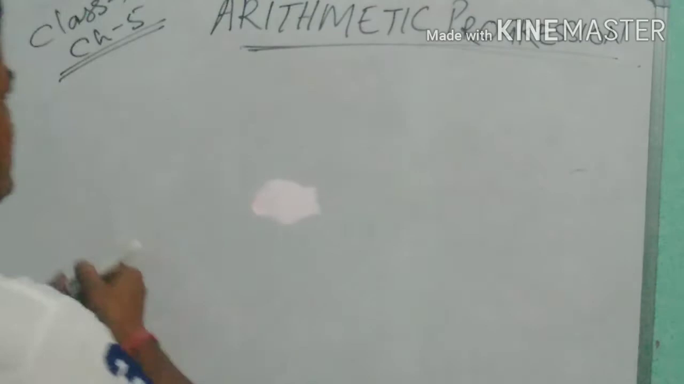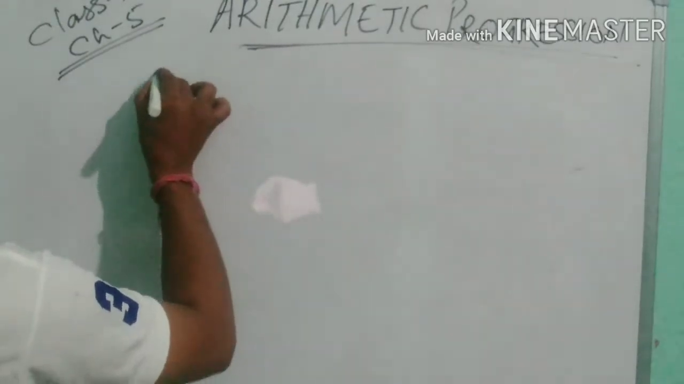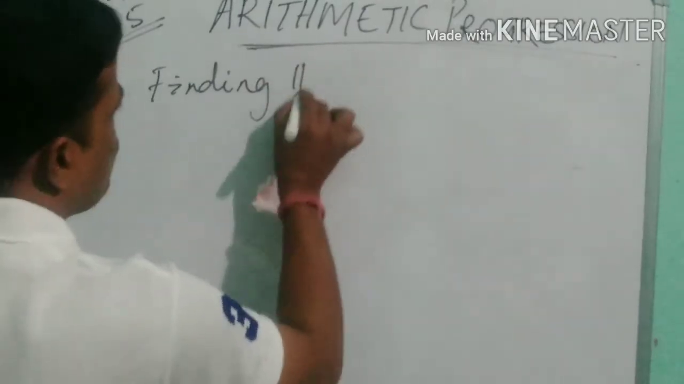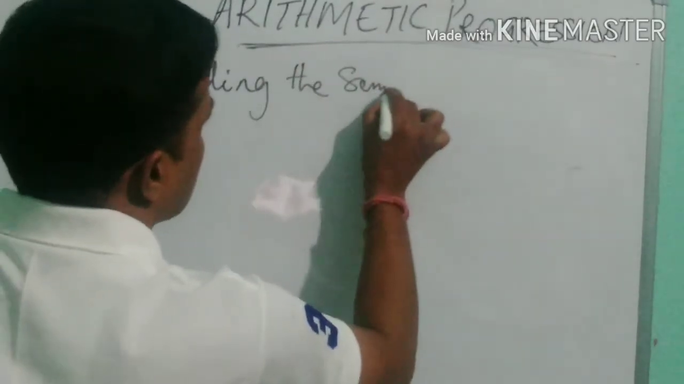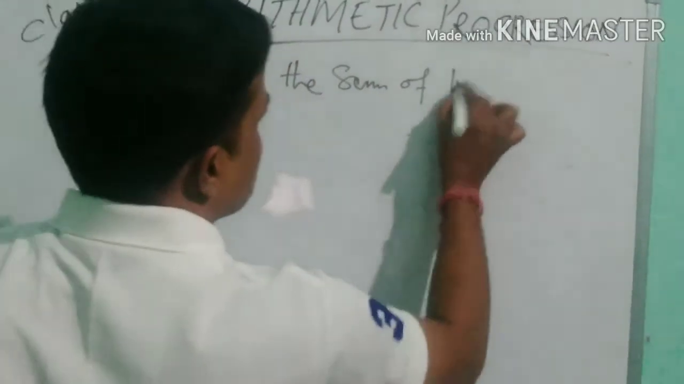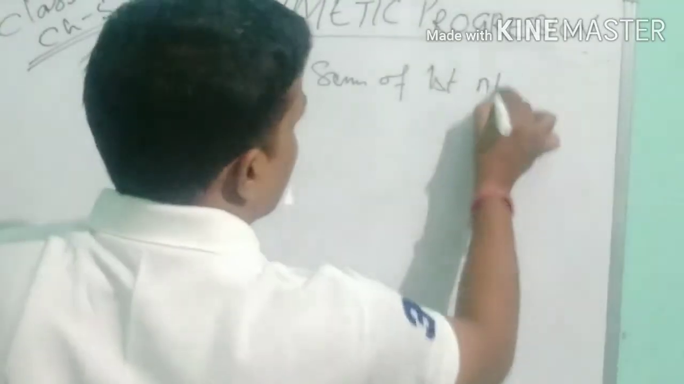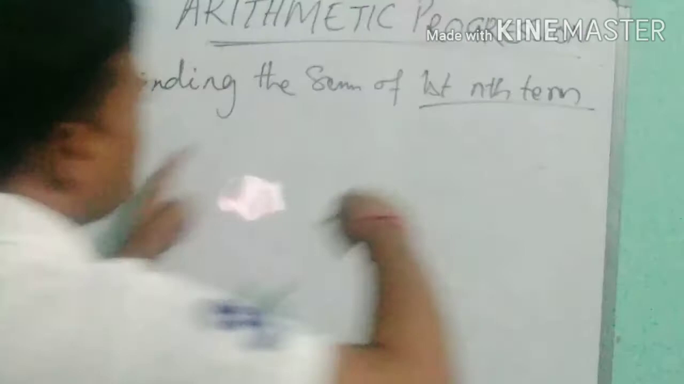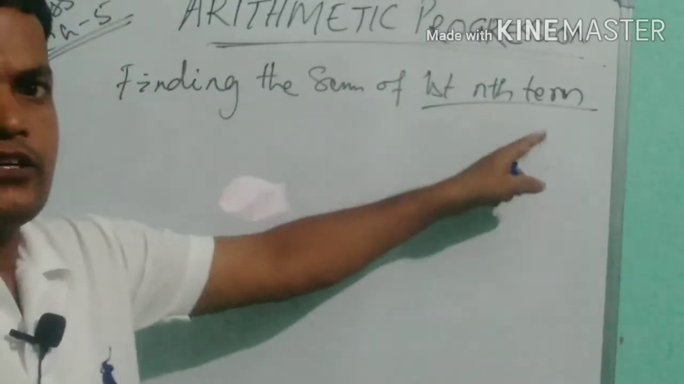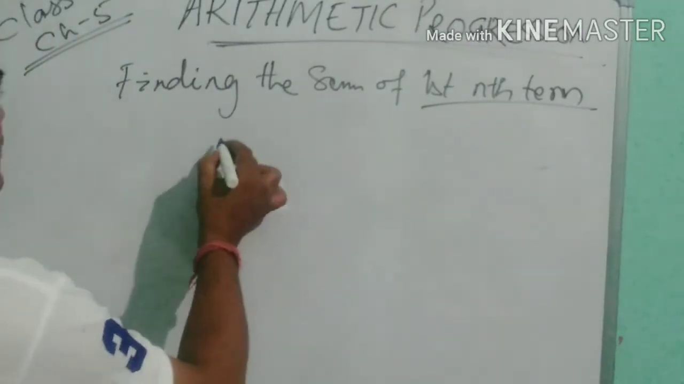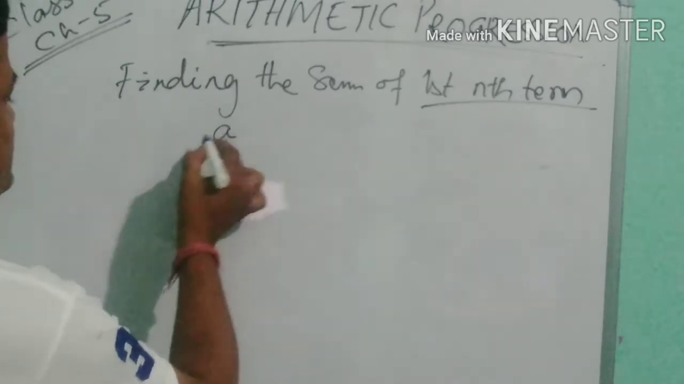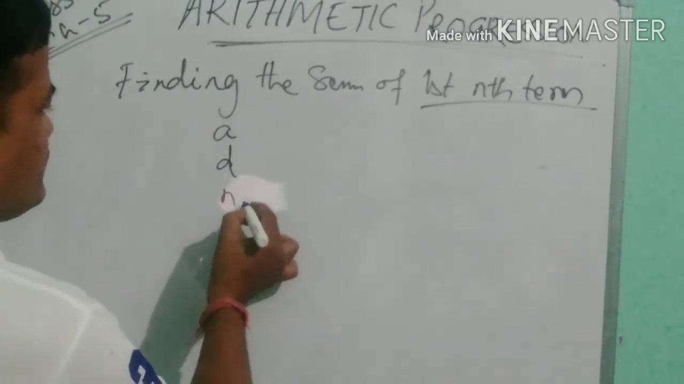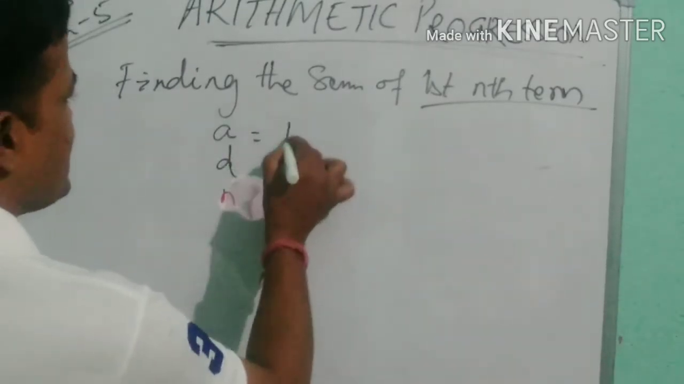Then another formula: finding the sum of the first n terms. Friends, we know that the first term is a, the common difference is d, and n is the number of terms.